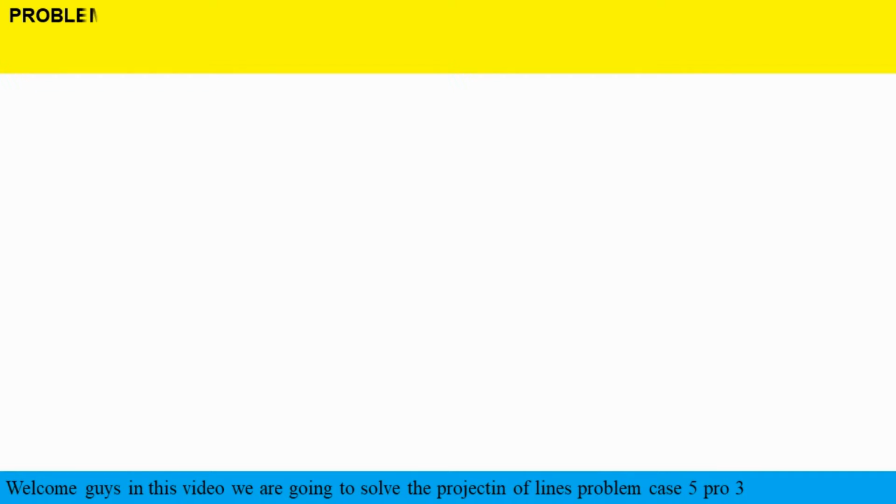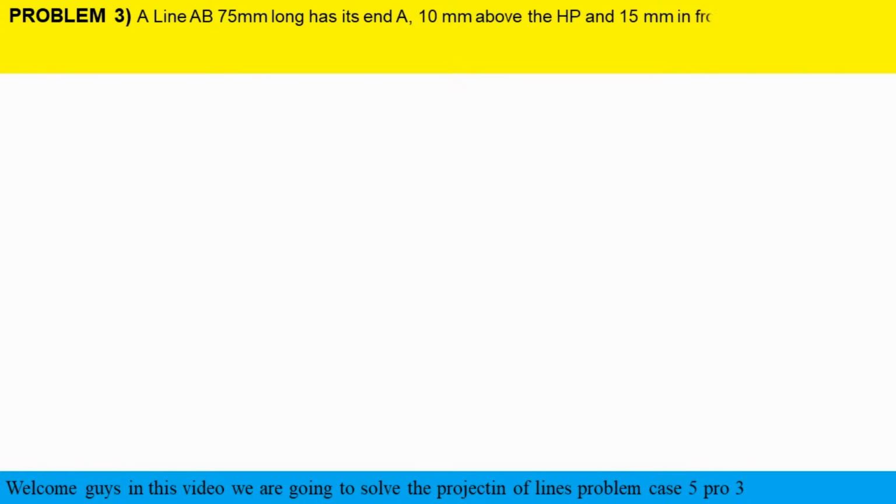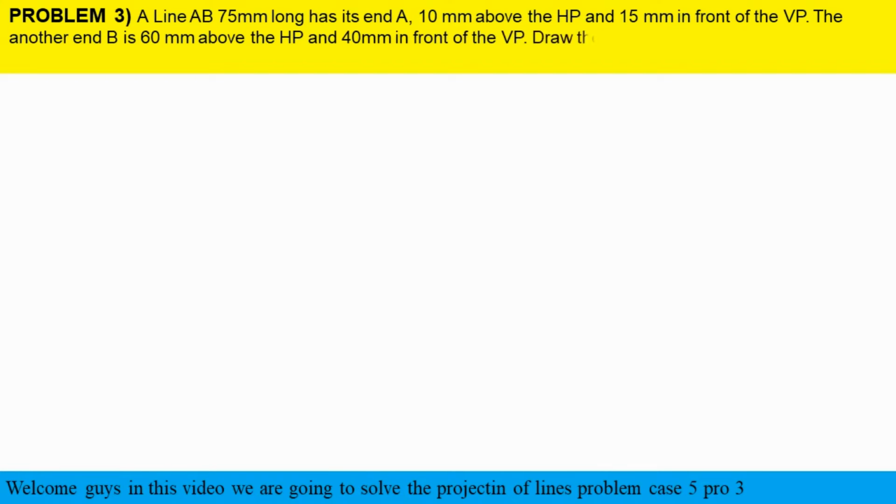A line AB 75 mm long has its end A 10 mm above the HP and 15 mm in front of the VP. The other end B is 60 mm above the HP and 40 mm in front of the VP. Draw the projections and find the front view and top view lengths and their respective angles. Let's note down the given data.